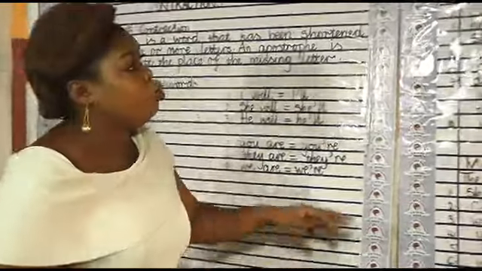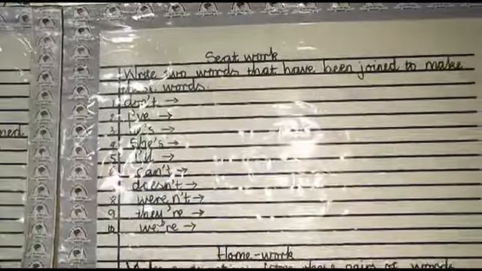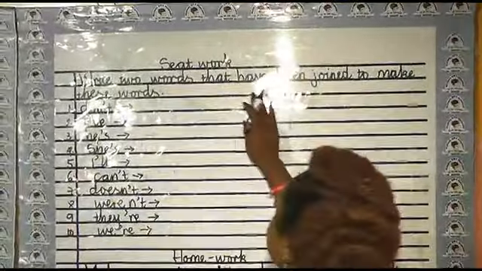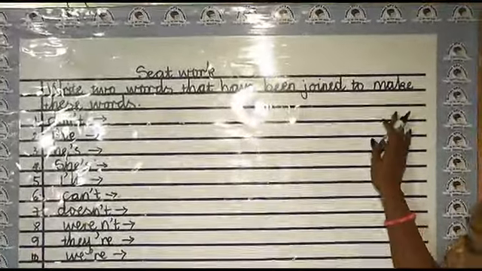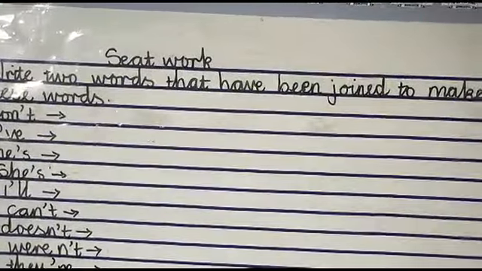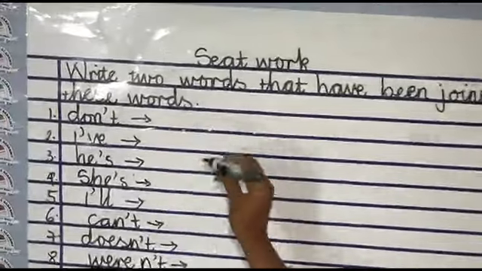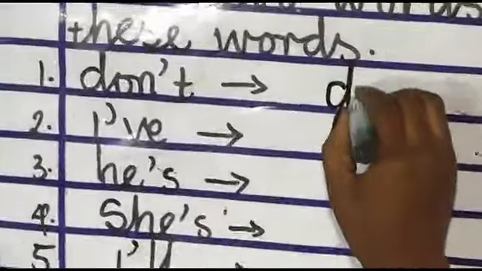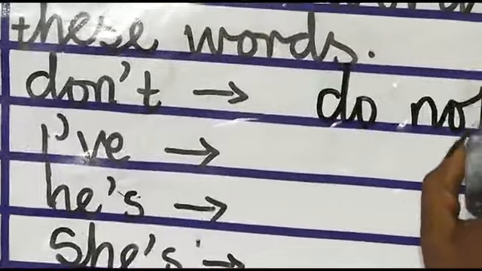Now, let's come to our seat work. We're going to be doing this work together. It says, write two words that have been joined to make these words. Number one, you have don't. What are the words joined together? Number one here, you have do not.